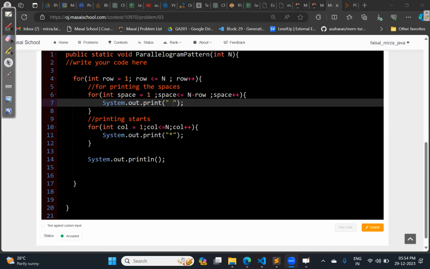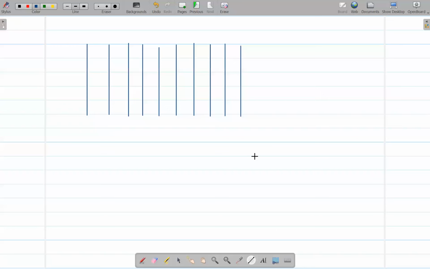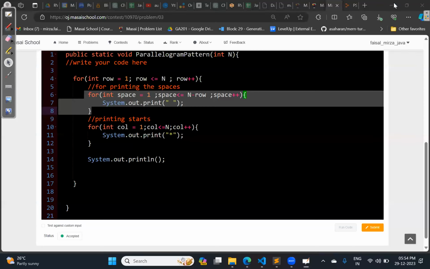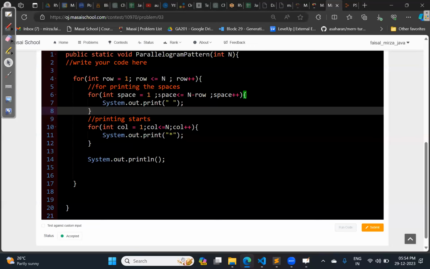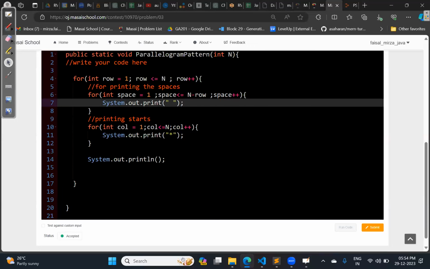See over here, even though columns are 9, the first 4 columns are taken care of by these spaces. Can I say that? Even though at the start the column count was 9, it goes on decreasing because of these spaces as well. Right? Do the dry run, then you will understand.